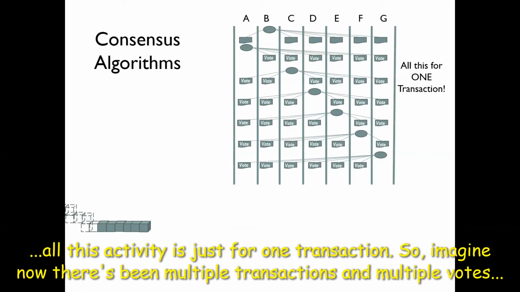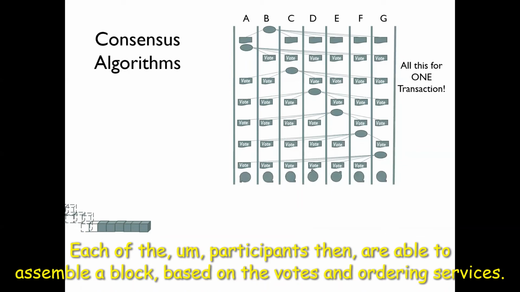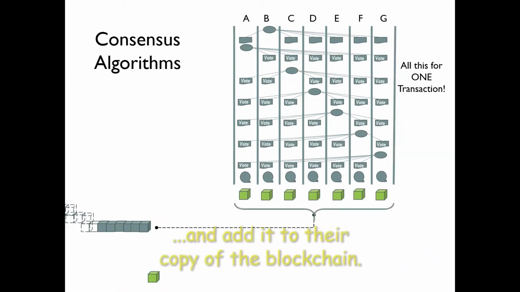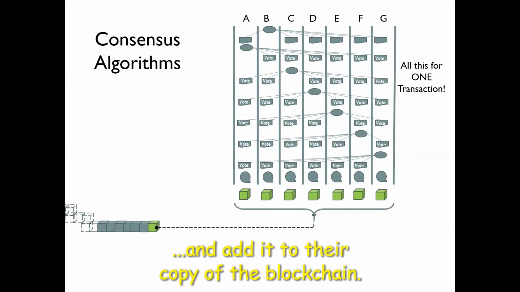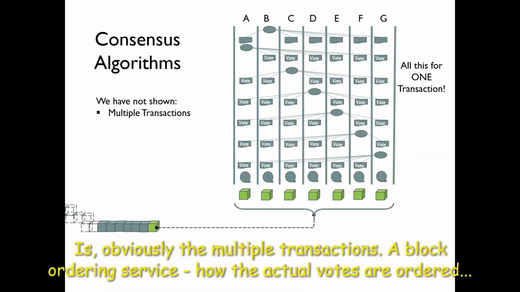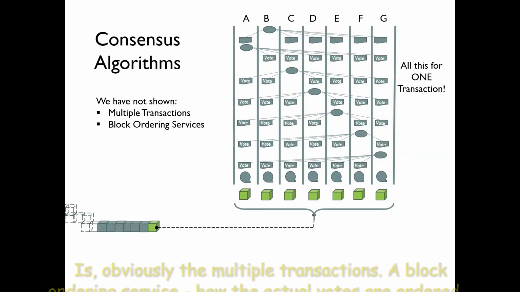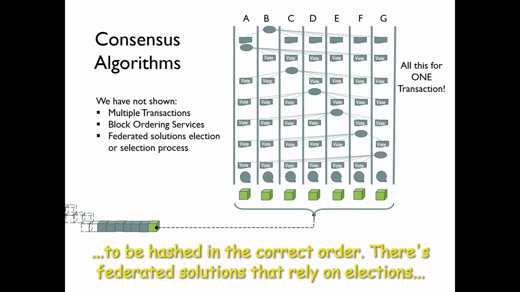So imagine now there's been multiple transactions and multiple votes. Each of the participants then are able to assemble a block based on the votes and the ordering services and add it to their copy of the blockchain. But what we haven't shown here in this flow, and it's fairly intense and involved, is obviously the multiple transactions, a block ordering service, how the actual votes are ordered to be hashed in the correct order.